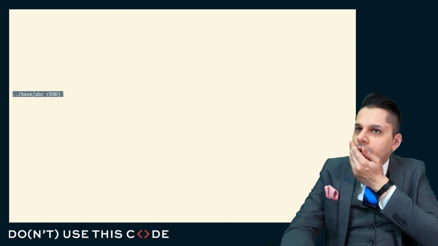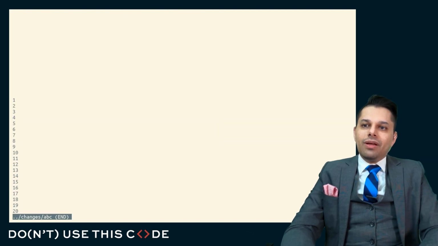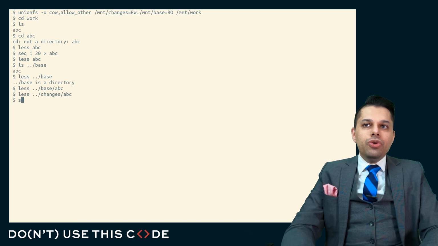Nothing. Well, hold on a second. How is the file empty? Let's see what's in that changes directory. Oh, 1 to 20. Let's create a new file with 1 to 10 called def. Let's see what's in my base directory. Nothing. Let's see what's in my changes directory.